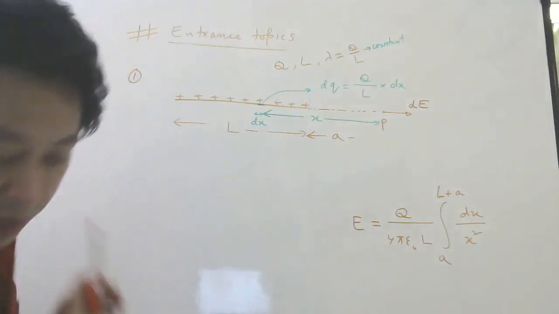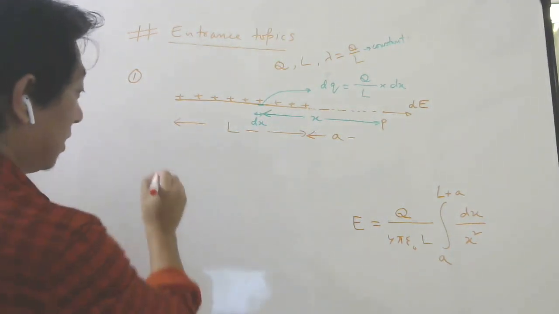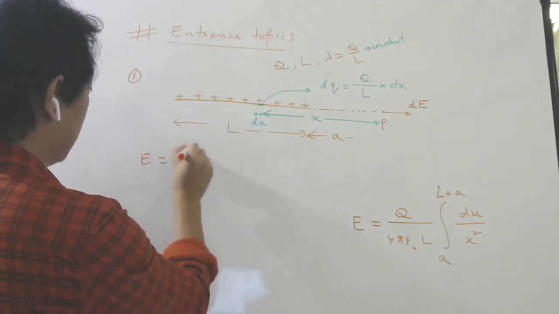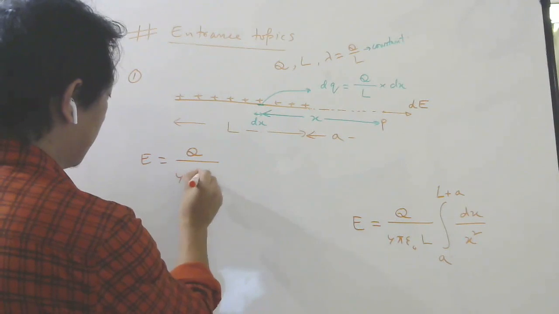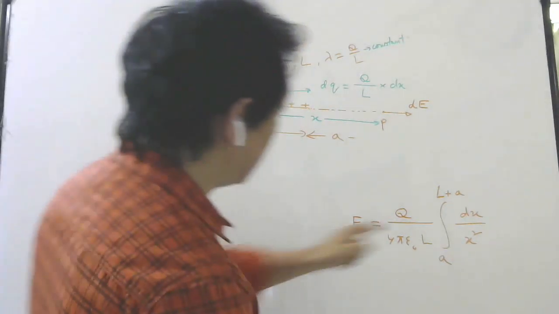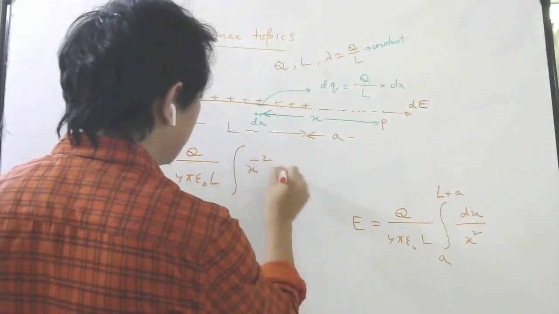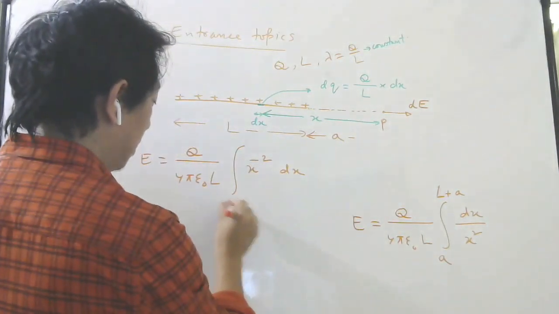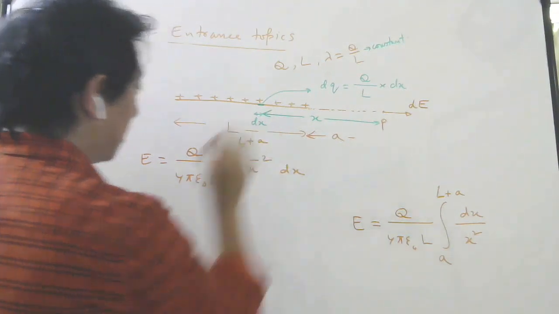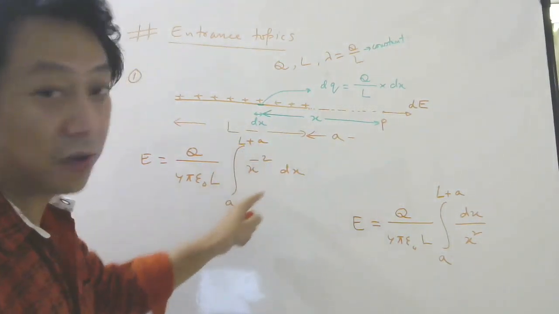So the formulas I have already told you, right? E will be equal to Q divided by 4 pi epsilon naught L. This is the integration of 1 by x square. So the integration of 1 by x square, I can write as x power minus 2, right? Lower limit is a, upper limit is L plus a. So this is your function now, f of x.